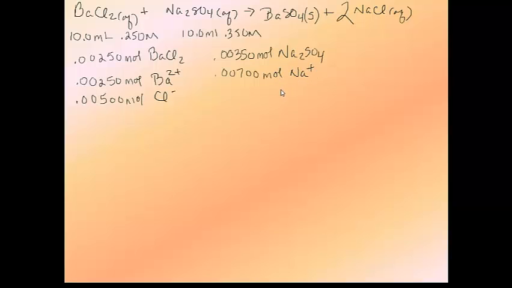Metathesis reactions is really the story of 4 ions. 2 of them will form a precipitate or water or gas, and 2 of them will be spectator ions. In this situation, the sodium and the chloride will be your spectator ions, because the formula of the precipitate is the barium sulfate. Alright, so here's all the information before I even start anything. This is before mixing.